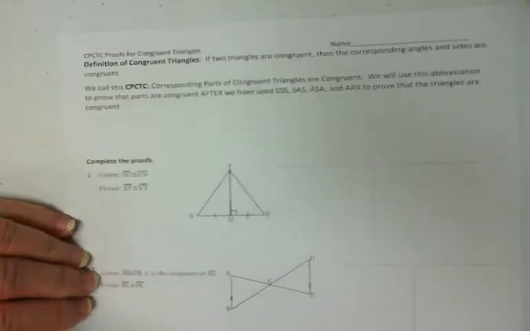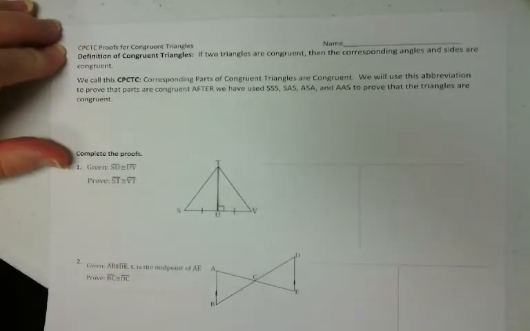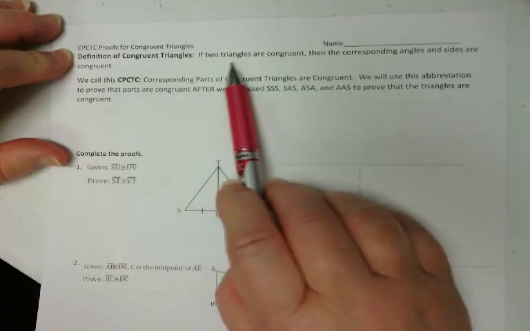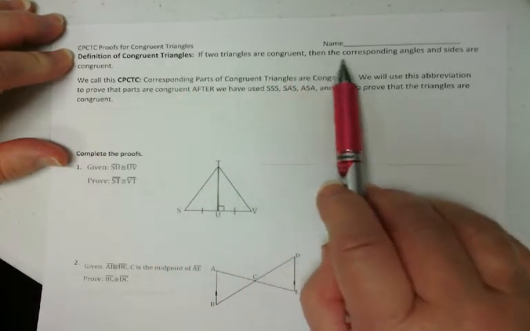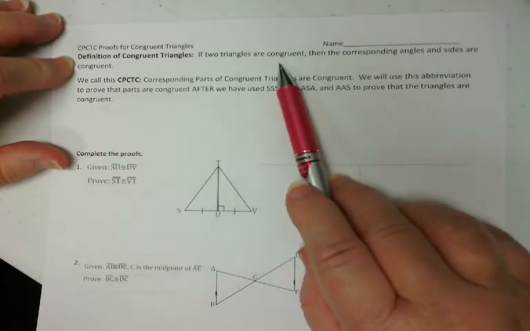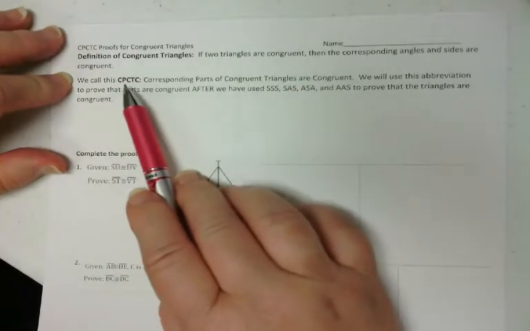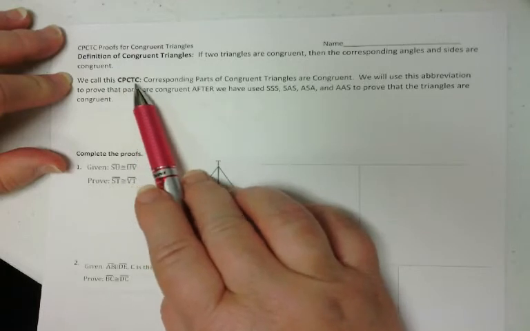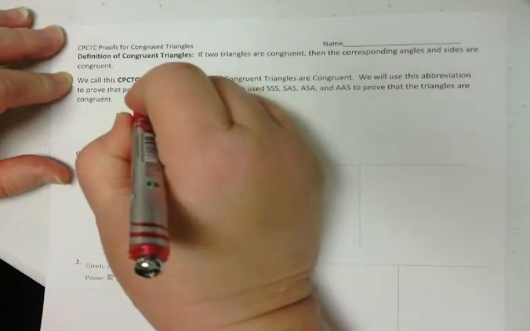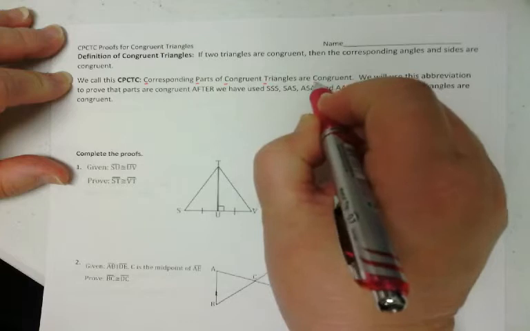All right, we're going to build on proving triangles congruent today by going a step further. So first let's talk about the definition of congruent triangles. We've talked about this before. If two triangles are congruent, then the corresponding angles and sides are congruent. That's the definition. Now we have a fancy way of using this definition in our proofs by using the letters CPCTC, which is kind of an abbreviation for the definition of congruent triangles. The corresponding parts of congruent triangles are congruent.